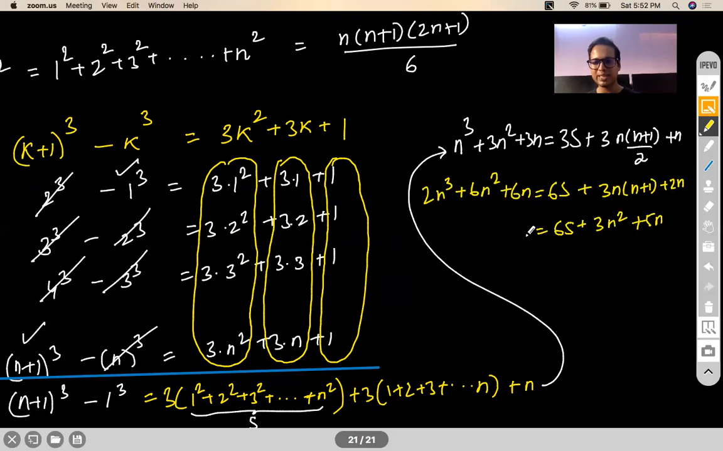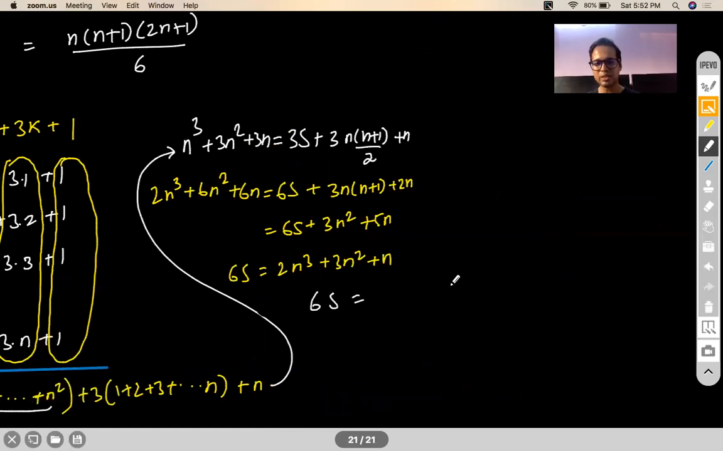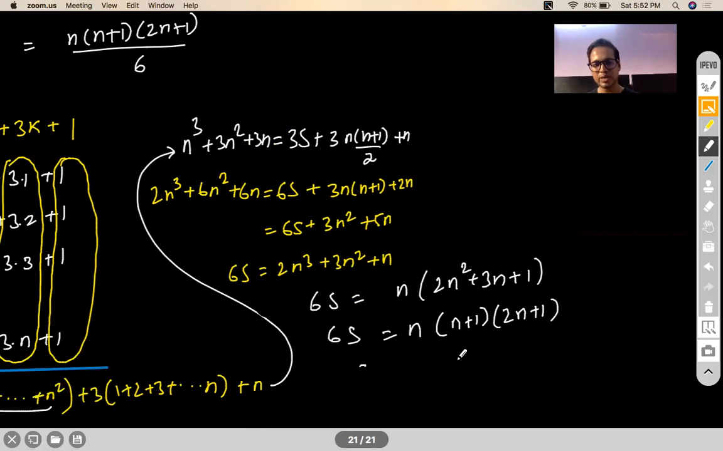So I think when you try to adjust the terms, you'll get 2n cube, 3n square, here I'll get 3n square, 6n, and here I'll get an n. Okay. So 6s is going to be, take n common, 2n square 3n plus 1, which is nothing but n plus 1 into 2n plus 1, that is 6s. So s is equal to n plus 1, 2n plus 1 by 6. Hence proved.